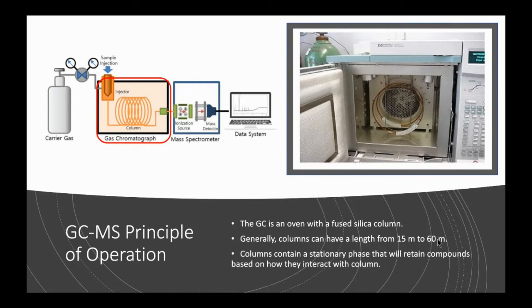The columns are generally about 15 meters to 60 meters long, so that's the coil that you see here in my diagram. The key there is that the length of the column gives you theoretical plates. That's a principle, but the short end of it is you can think of it as rocks in a river. The carrier gas is like the water flowing through the river. If you have rocks in a river and you have a small raft, you can easily navigate the river. But if you have a large raft, it becomes more difficult to navigate all the rocks, and therefore you move more slowly. So certain compounds will interact with the GC column more than other ones. If they interact more as a result of the column and the compound itself, then they'll come out of the column last. So columns are a stationary phase that will retain compounds based on how they interact with the column.